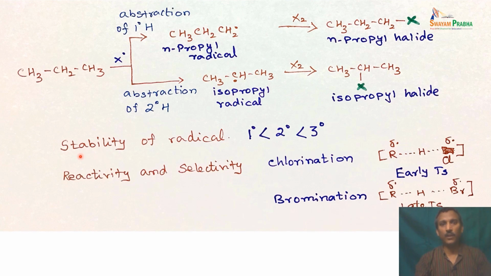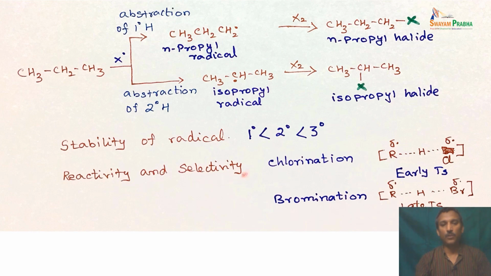And if we look at the stability of the radicals, primary is less stable compared to secondary, which is less stable compared to tertiary. In other words, tertiary alkyl radicals are more stable compared to primary alkyl radicals. So based on that, we can predict how the reaction will proceed.